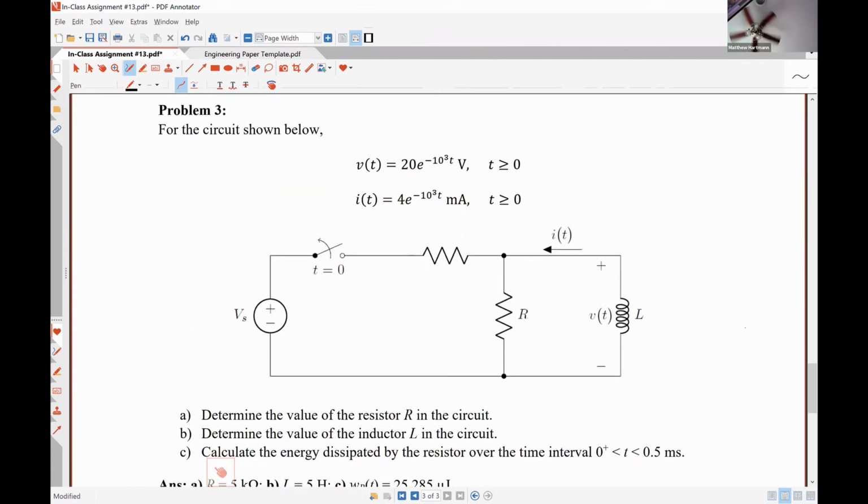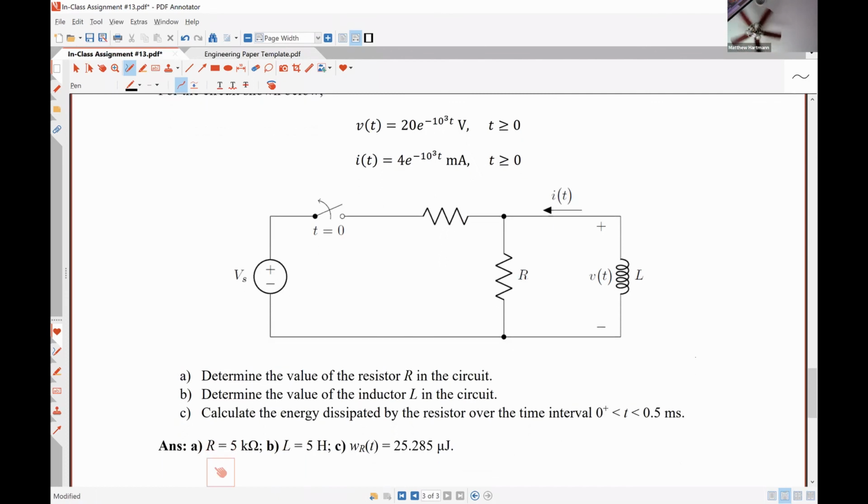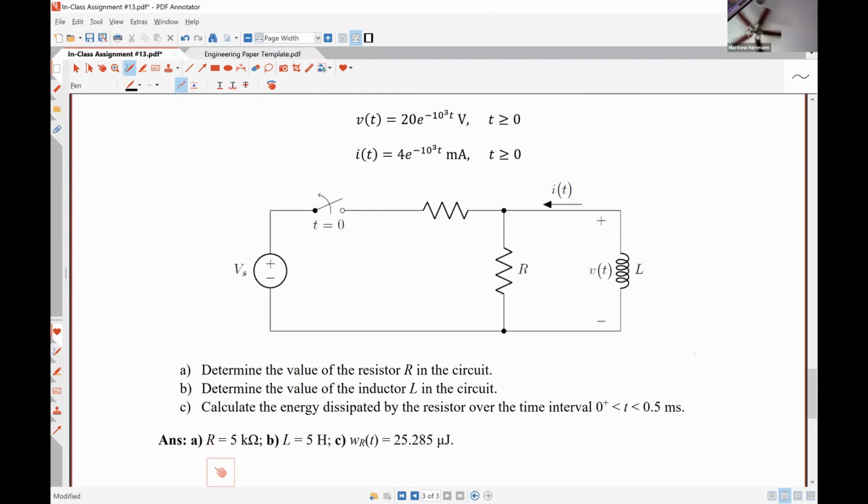So this guy is a little bit different of a problem. We're given a circuit and we are told what our responses are, so we know what V of t is and we know what I of t is, but we're asked to determine the values of the components. So how do you think we might go about doing that? Let's start with part A, determine the value of the resistor.